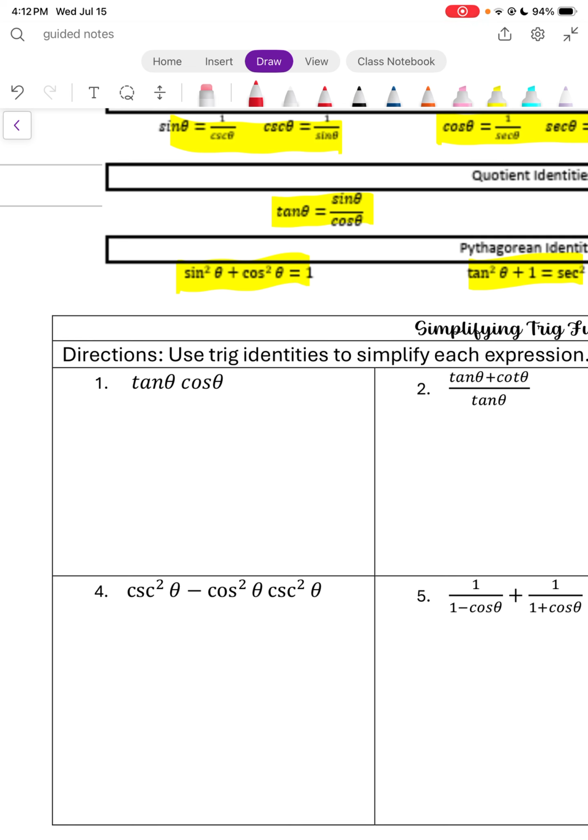So again, take my advice, turn everything into sines and cosines. Now let me give you a little bit of a warning. A lot of times I'll leave the angle off as I clean these up. So tangent, we know from the quotient identity, is sine over cosine. We're multiplying that times cosine. When you're multiplying fractions, remember that you can cross cancel, so we end up with just plain sine. And that's what we mean by simplifying expressions.